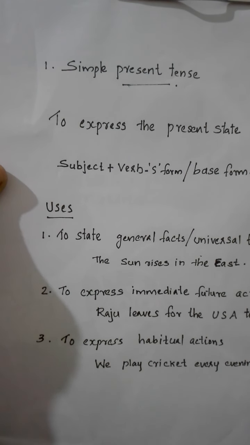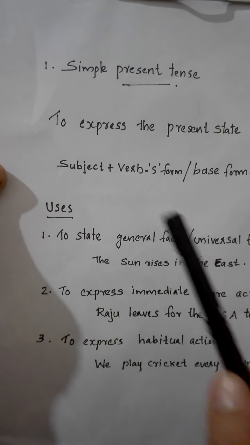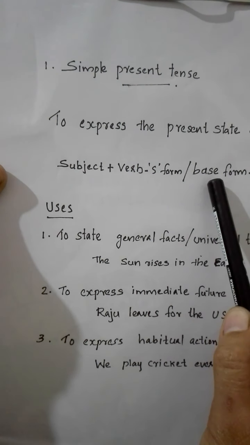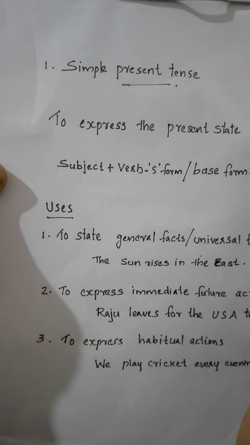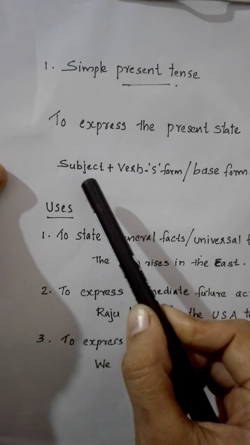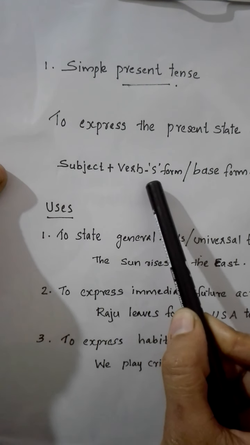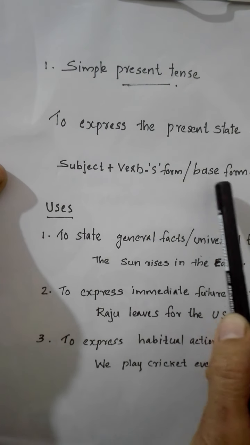And here you can see the format of simple present tense. How can we construct a sentence in simple present tense? See here, we should use subject plus verb's S form or base form to construct a sentence in simple present tense. Means subject should be there, whenever we write a sentence. Plus what we want: verb's S form or base form.